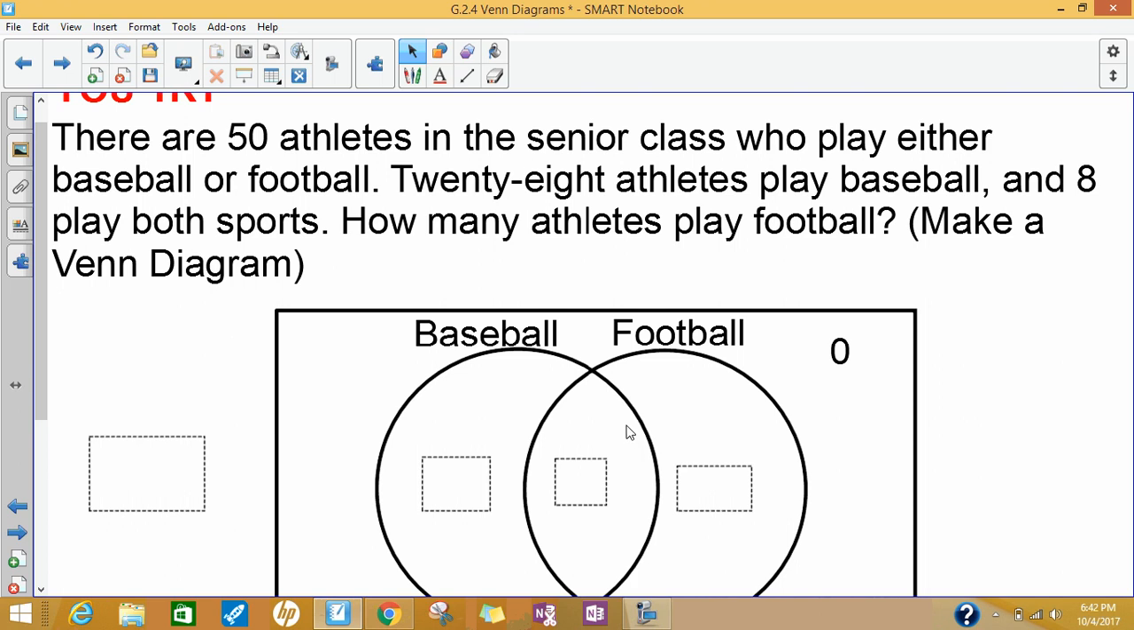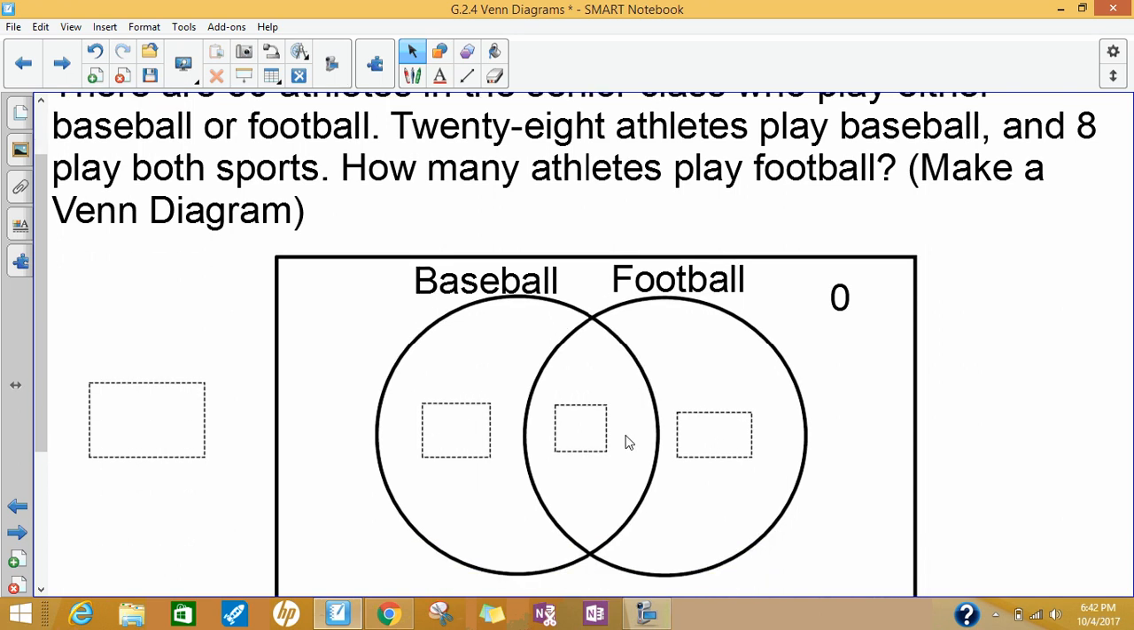28 play baseball, and 8 play both sports. So I'm going to start in the middle, the place where football and baseball overlap, and say that 8 of them are there because 8 people play baseball and football. Now I'm told that 28 athletes play baseball. Well, 8 of them are right here already. They also play football. So I need to do 28 minus 8 to get that 20 of these athletes play only baseball.